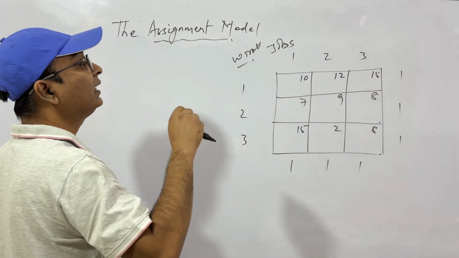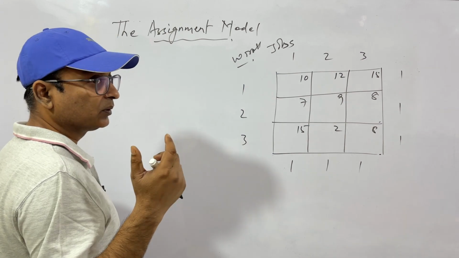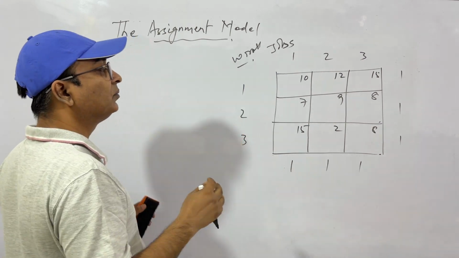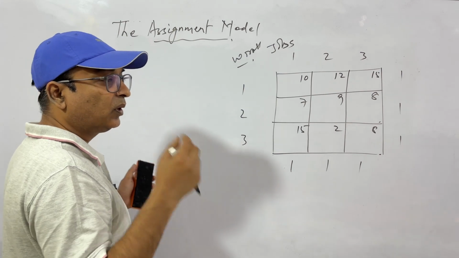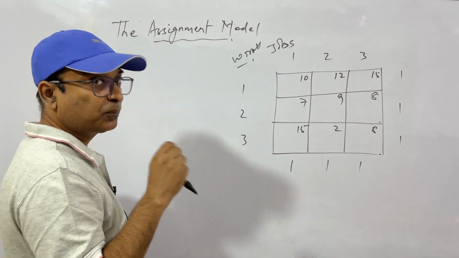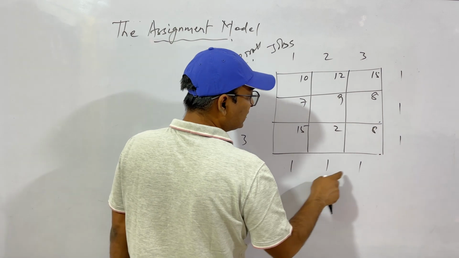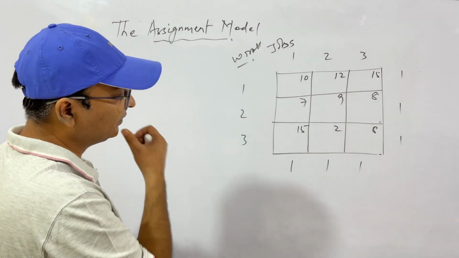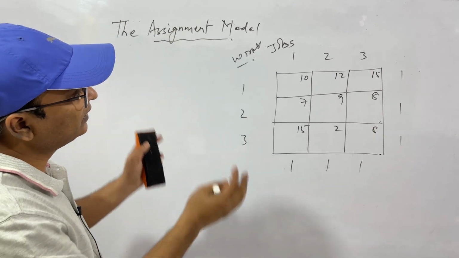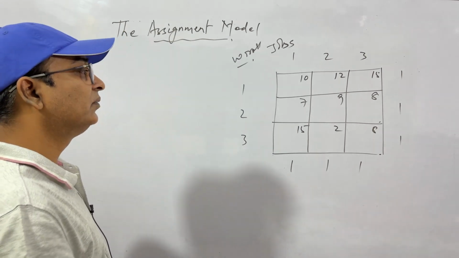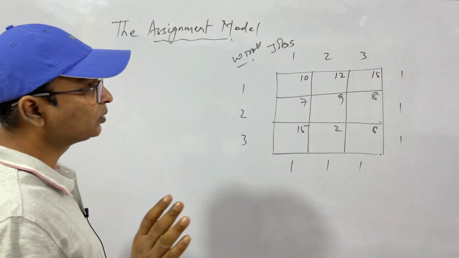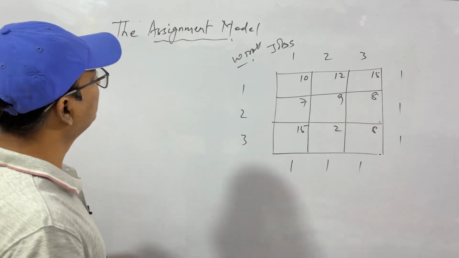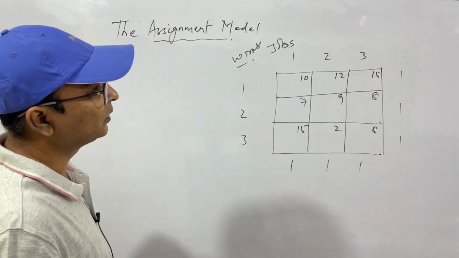But we have better methods also. What I am trying to say is that assignment model is basically a transportation model, or a special kind of transportation model where all variables of demand and supply are equal to 1. That is, every demand and every supply is equal to 1. So it is a special case of transportation model. We can solve it by transportation model also, but we have easier and more efficient methods than the transportation model for solving the assignment model.